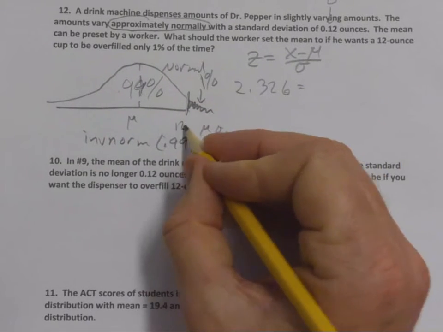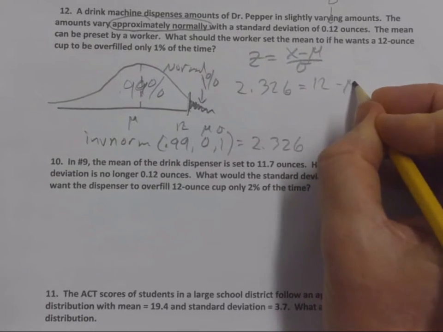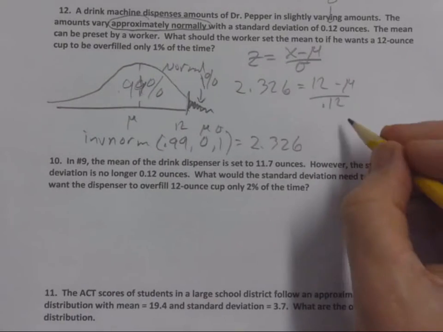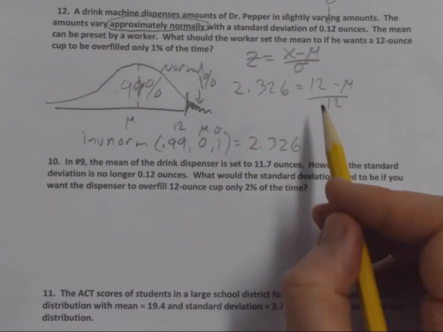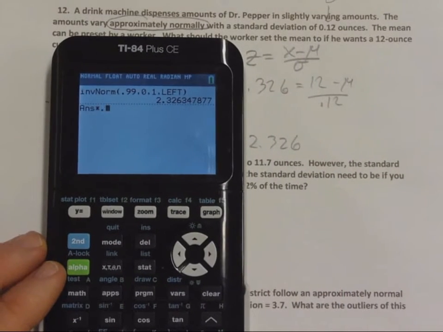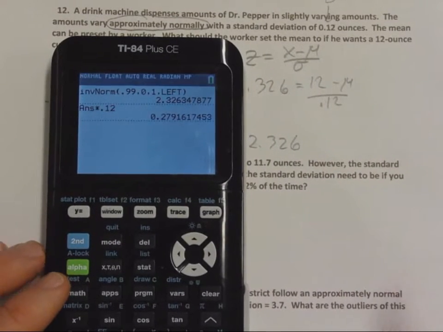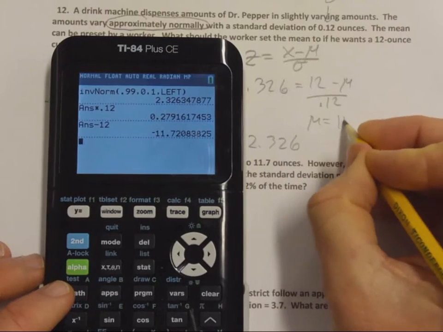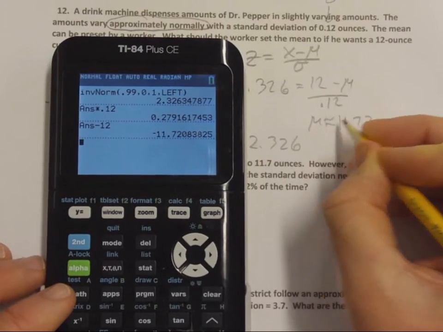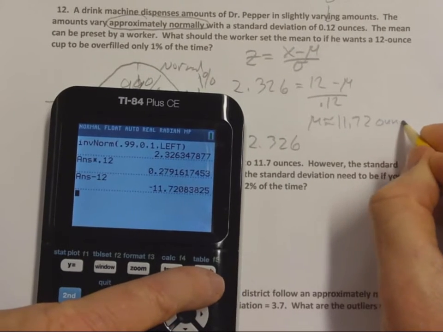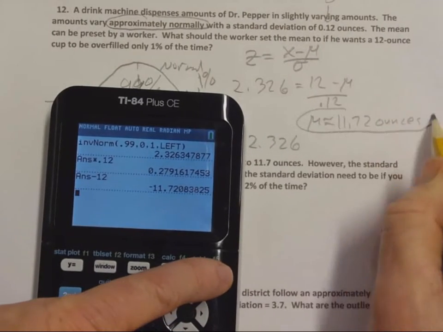So 2.326 is equal to, my x value is 12, I don't know the mean, and the sigma is 0.12. When we use our algebra skills to solve this, we in essence just multiply that times 0.12, and then subtract 12 from both sides, and I would get minus mu is equal to that. So therefore, mu is approximately 11.72, and the units here are ounces. And so that's how you do it, using the formula for z-score.